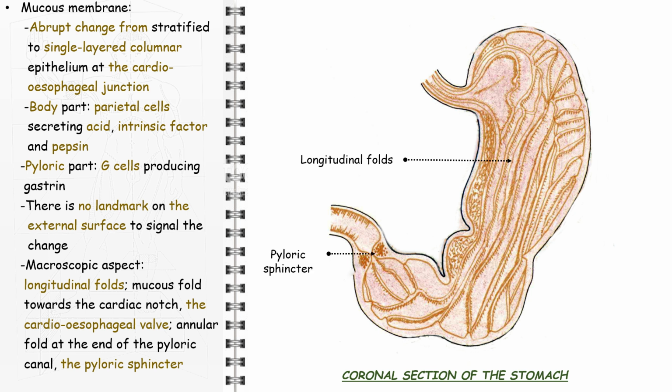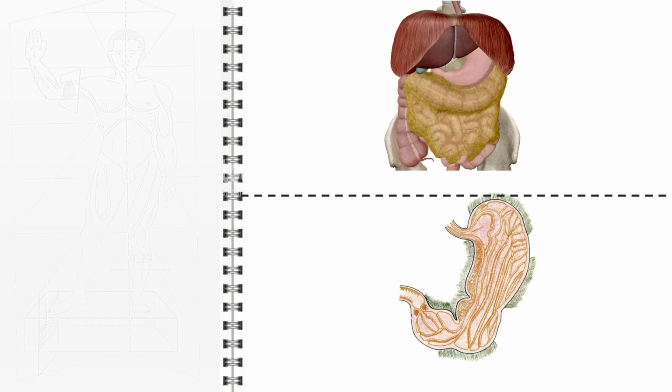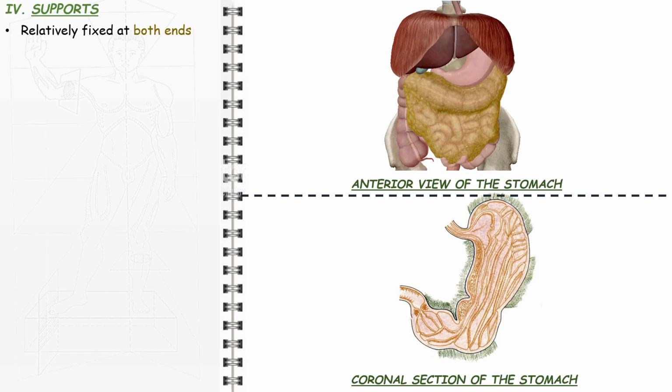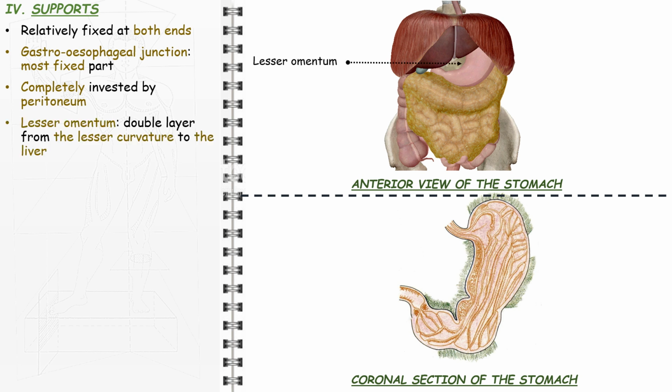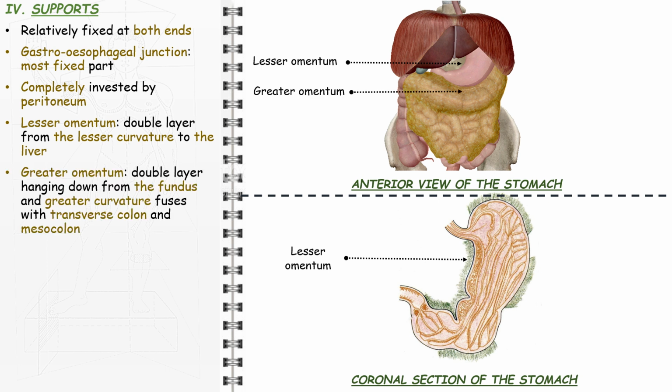The degree of plication of the gastric folds depends on the distension of the gastric lumen. It is low and distended. The stomach is relatively fixed at both ends, the gastroesophageal junction being the most fixed, and is completely invested by peritoneum. The lesser omentum is a double layer from the lesser curvature to the liver, while the greater omentum is a double layer hanging down from the fundus and greater curvature and fusing with the transverse colon and mesocolon.